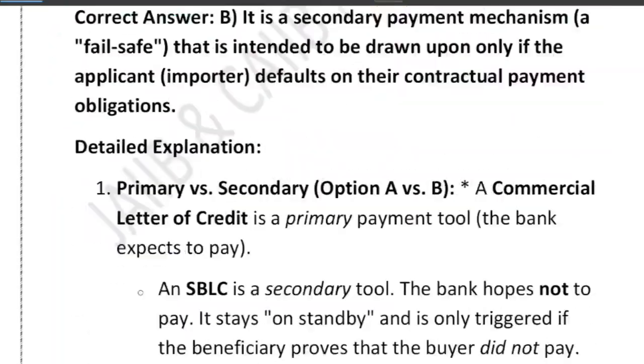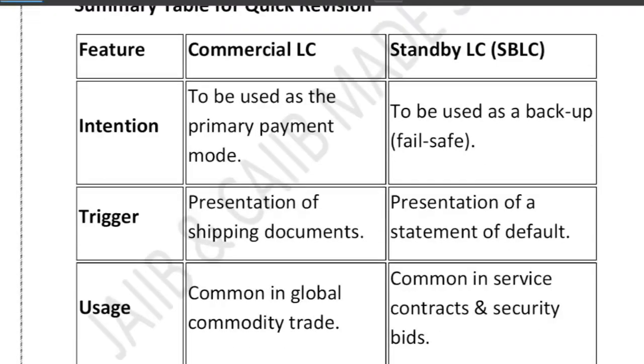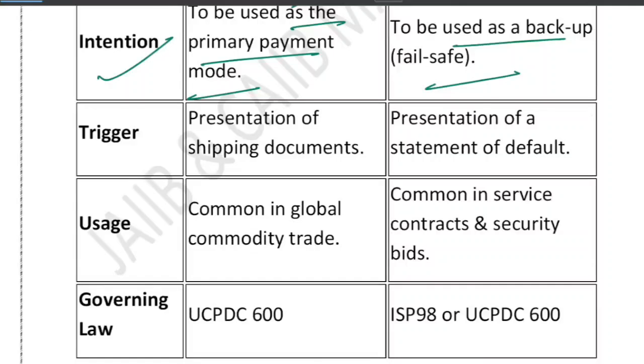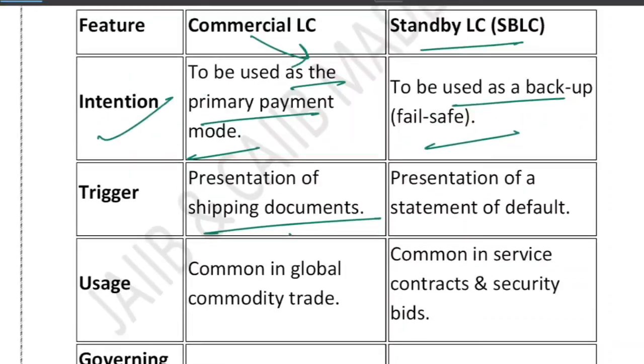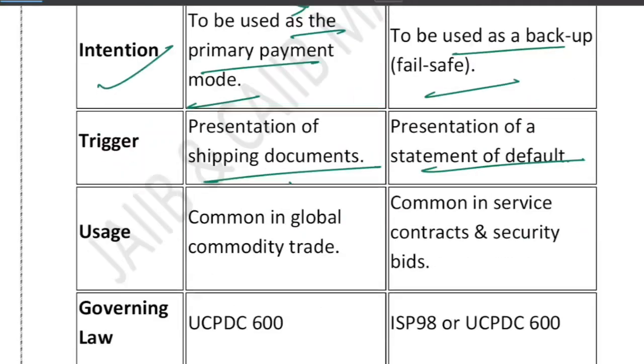Now in this particular table, I have clearly differentiated between these two. You can see on the basis of intention, a commercial LC is to be used as the primary payment mode and a standby LC to be used as a backup. And trigger. The trigger point for a commercial LC is the presentation of the shipping documents, while for the standby LC it is the presentation of a statement of default.